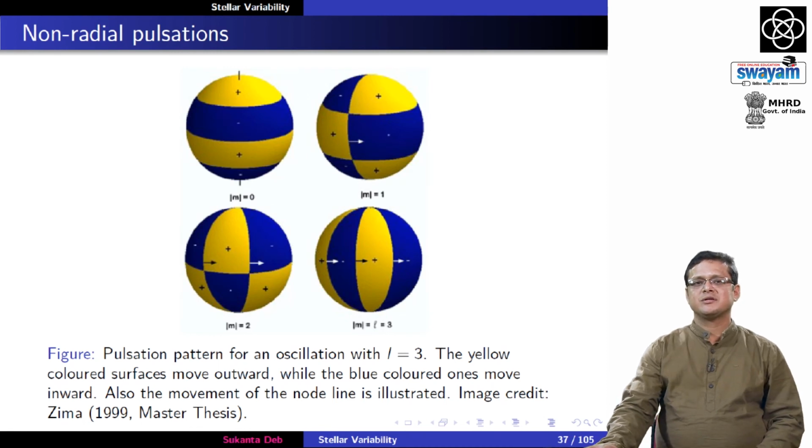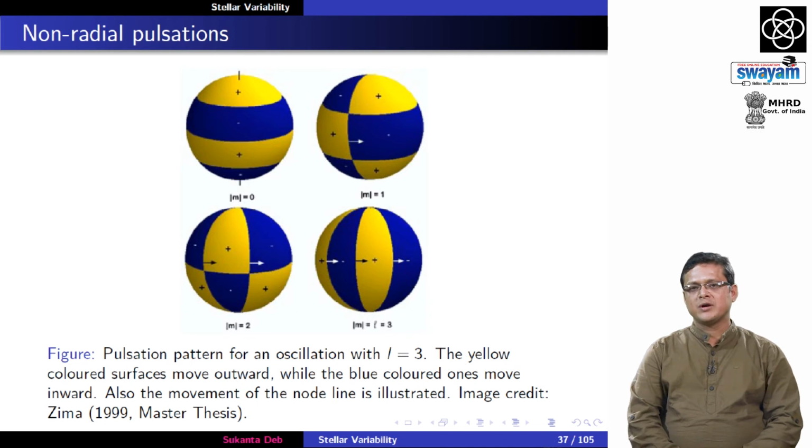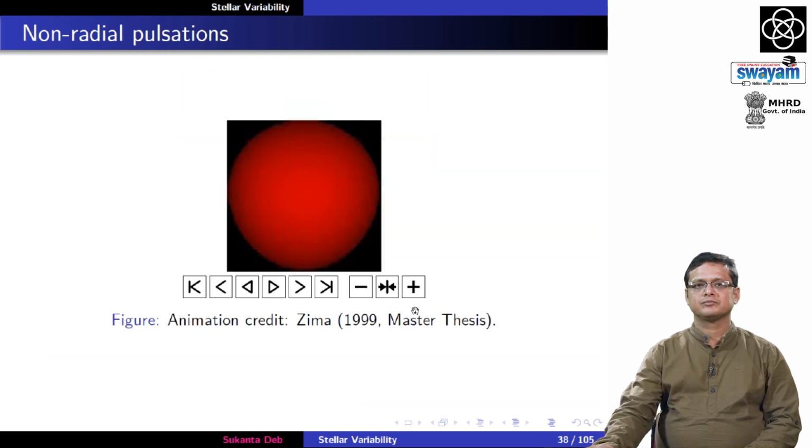This is an illustration of the pulsation pattern for an oscillation with L equal to 3. The yellow colored surfaces move outward, while the blue colored ones move inward. Also, the movement of the node line is illustrated. Here is an animation of non-radial pulsations, where the different parts of the star move in and out in different directions.